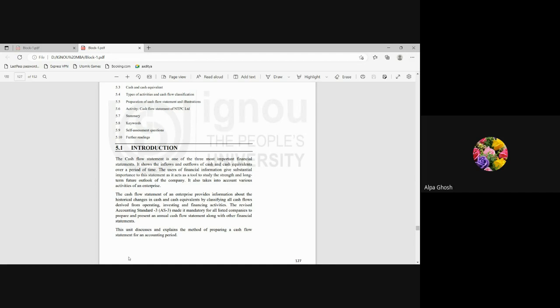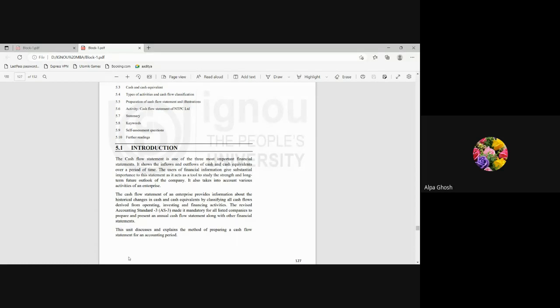The users of this information give substantial importance to this statement, because if we look into this statement, we try to identify different types of activities which are performed in the business. This cash flow statement is based on revised accounting standard AS3, and it is mandatory for all the listed companies to provide this statement along with your financial statements, along with your balance sheet and profit and loss account. We prepare this with the help of 2 years consecutive data.